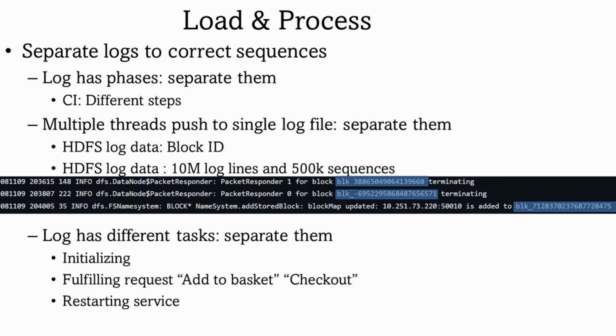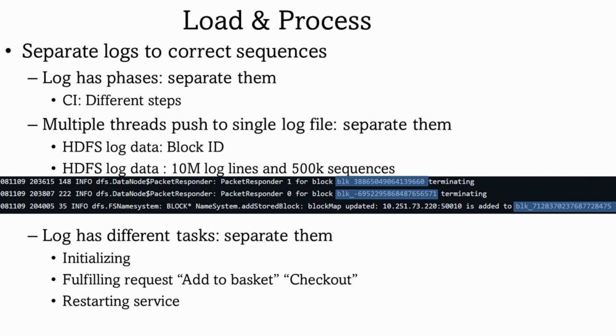Next, we might need to organize log data into meaningful sequences during the load and process stage. First, logs can have distinct phases corresponding to different parts of a process or system activity. These phases need to be identified and separated. For example, in continuous integration (CI) systems, different steps such as building, testing, and deployment generate unique logs that should be treated independently.